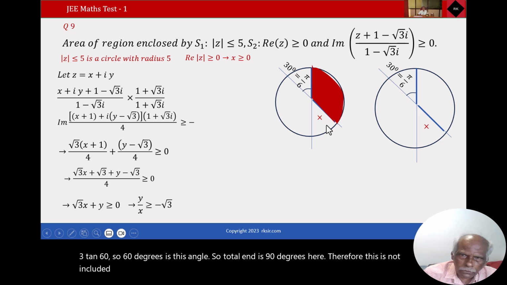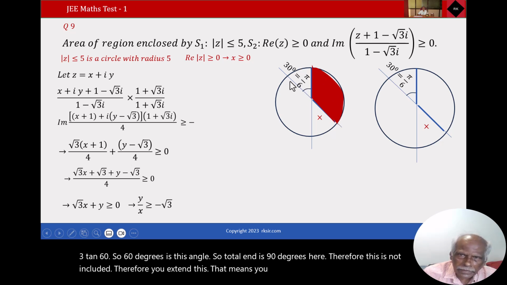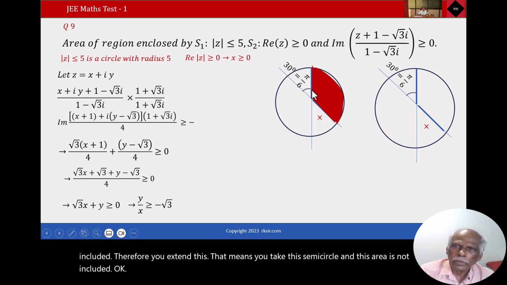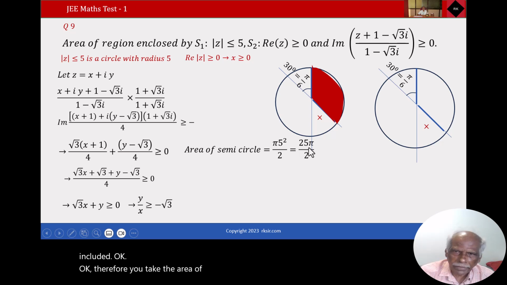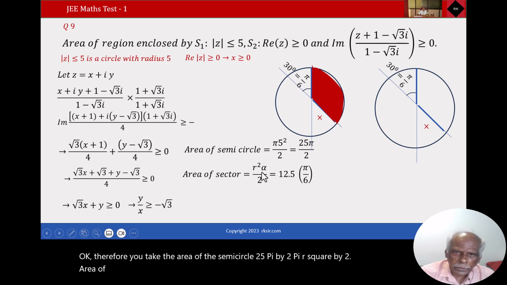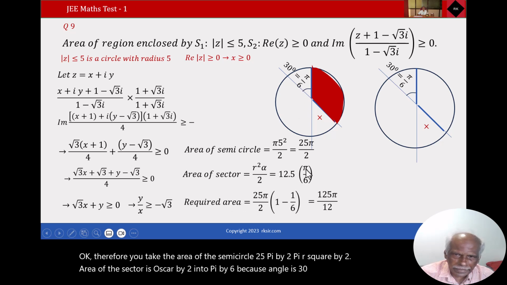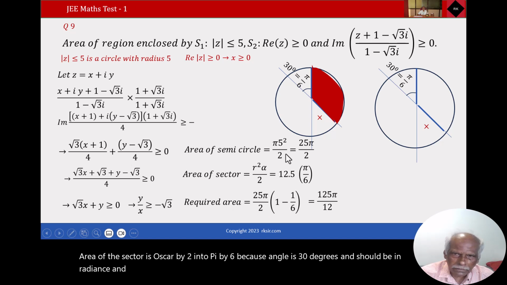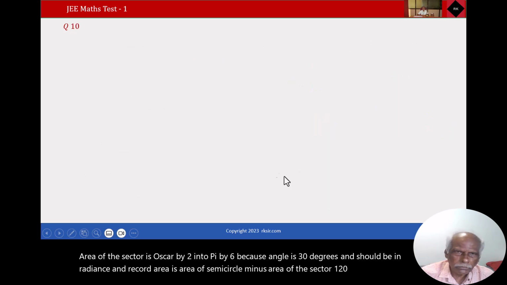Therefore, you extend this. That means you take this semicircle and this area is not included. Therefore, you take the area of the semicircle, 25π/2, which is πr²/2. The area of the sector is r²/2 into π/6, because the angle is 30 degrees and it should be in radians. The required area is the area of the semicircle minus the area of the sector, which is 125π/12.